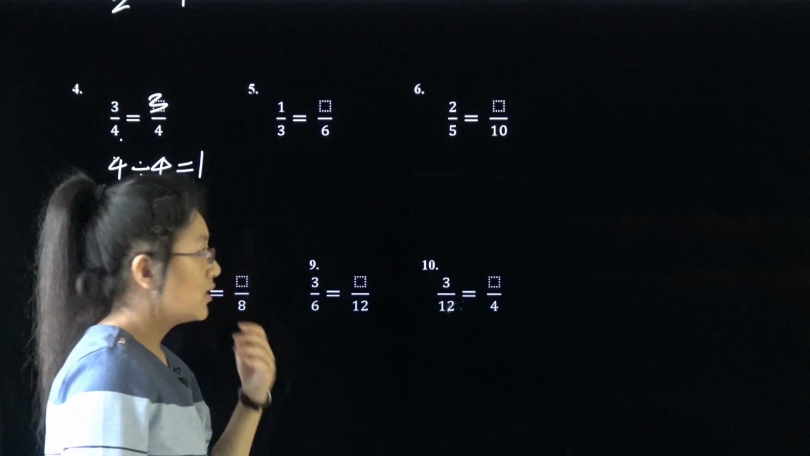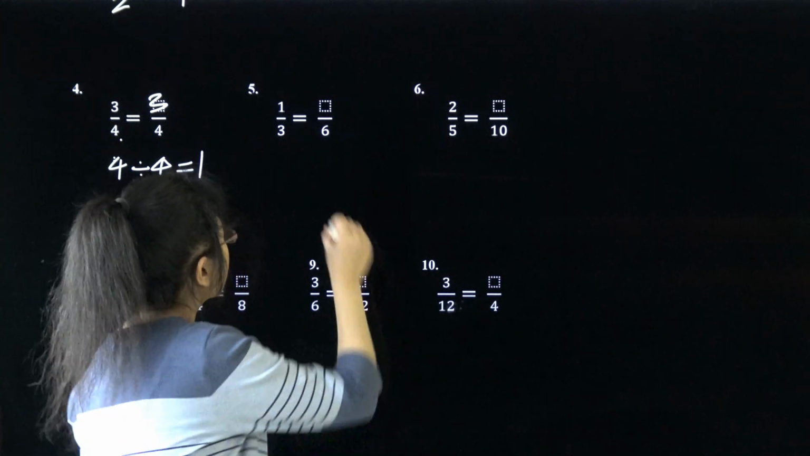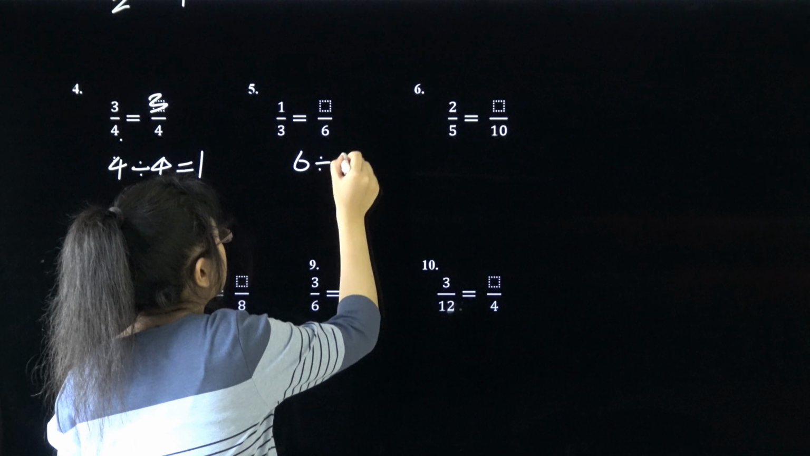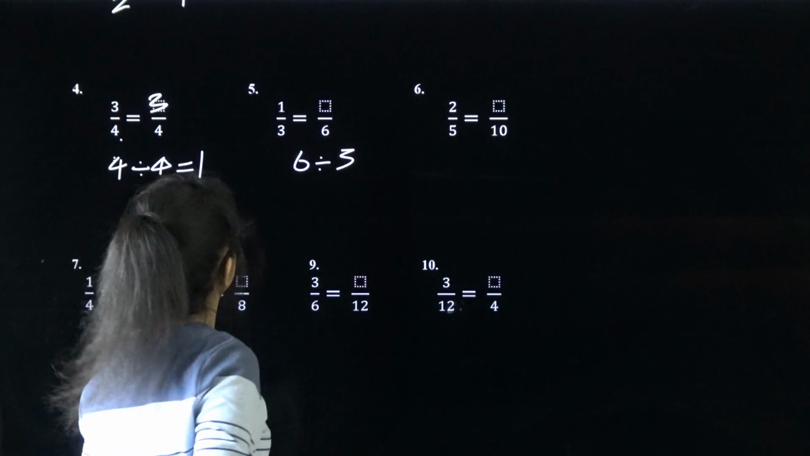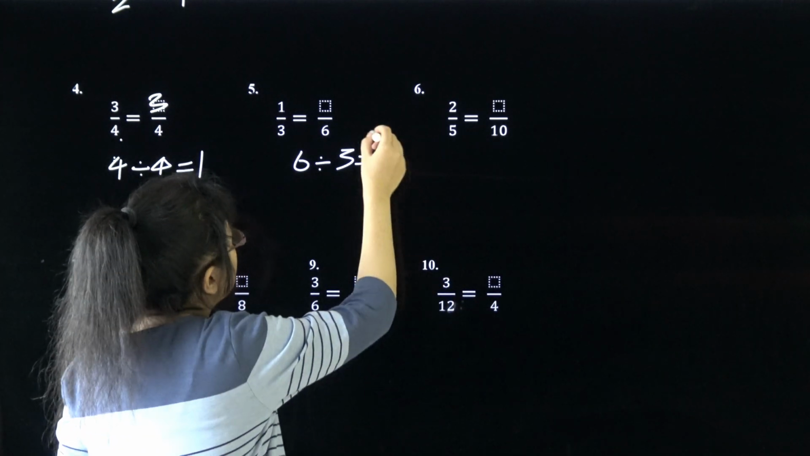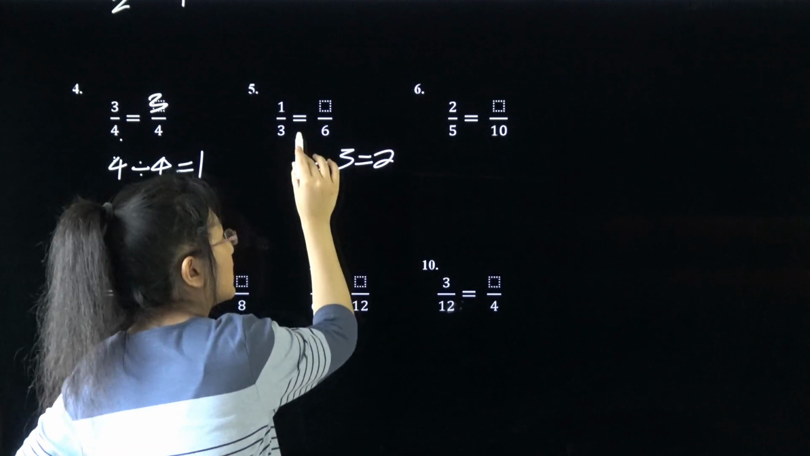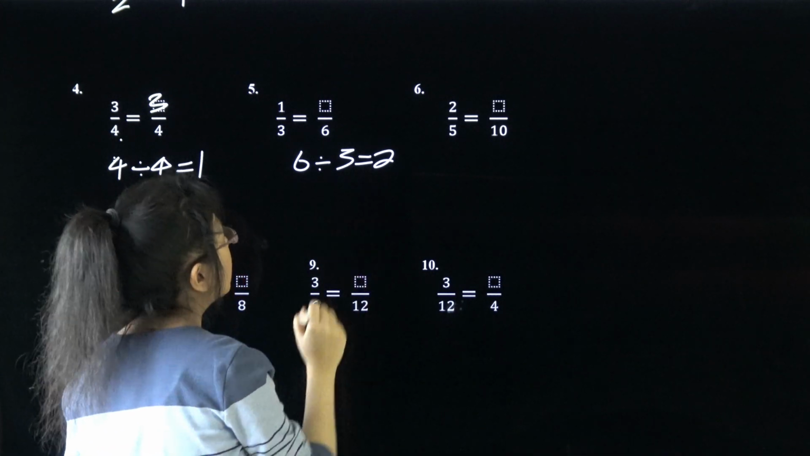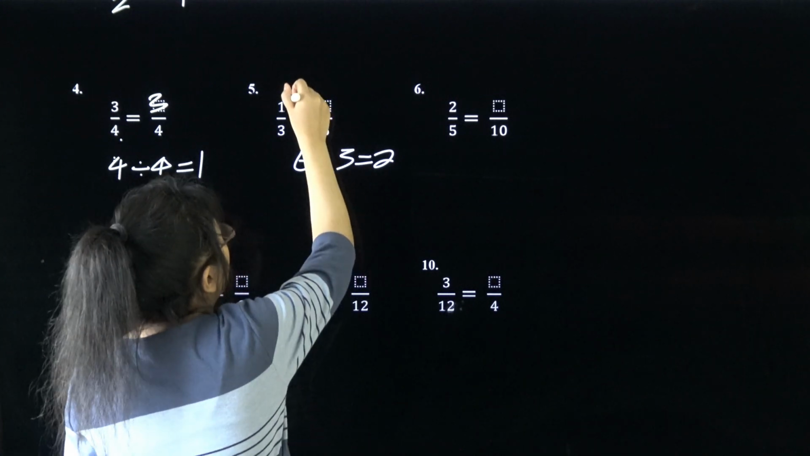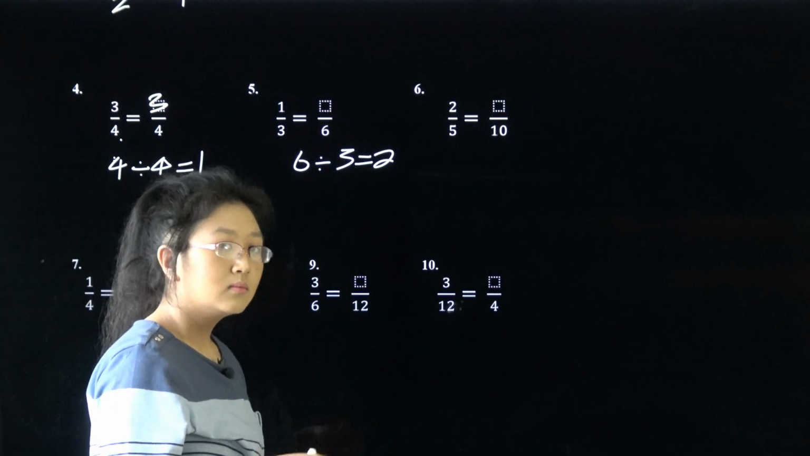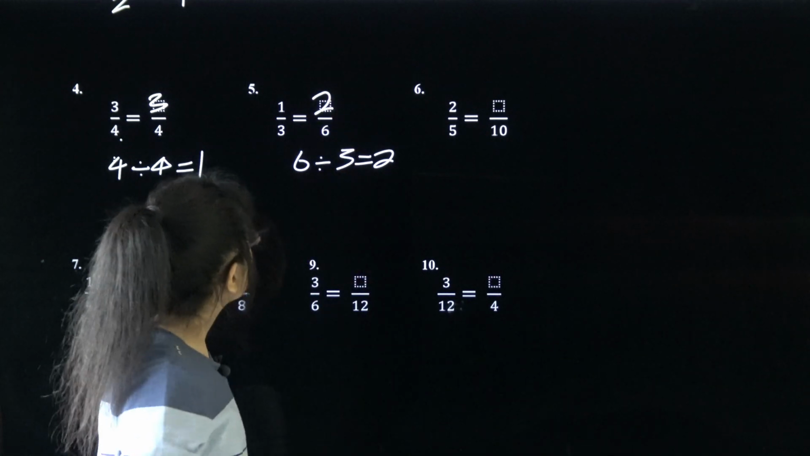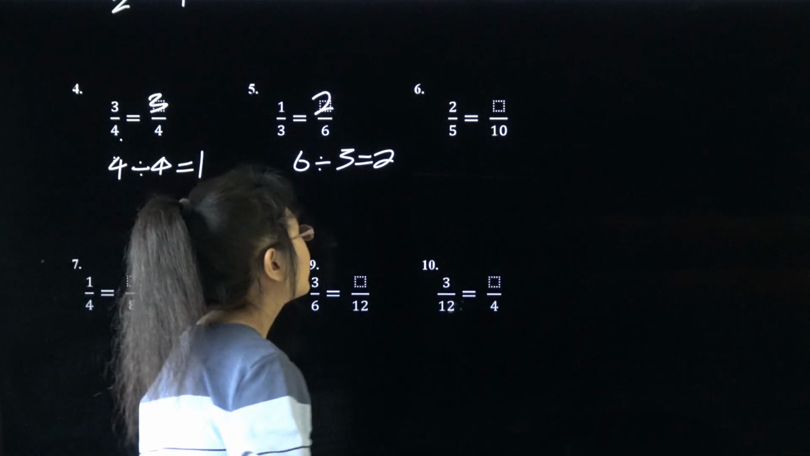Now, 1 over 3 equals to something over 6. What is 6 divided by 3? Well, 2, right? So since the denominator is multiplied by 2, then we must multiply the numerator by 2 at the same time. So 1 times 2 equals to 2. So 1 over 3 is equal to 2 over 6.